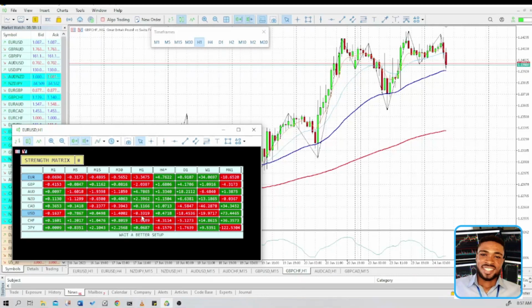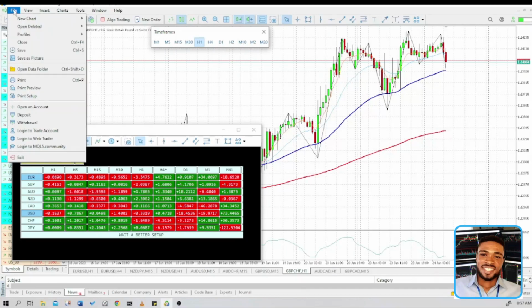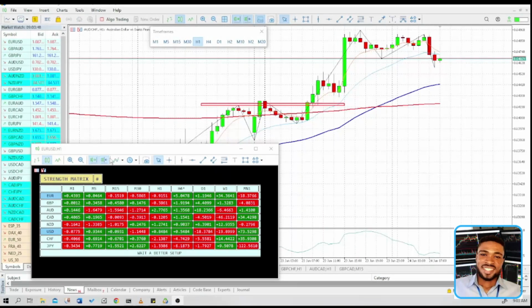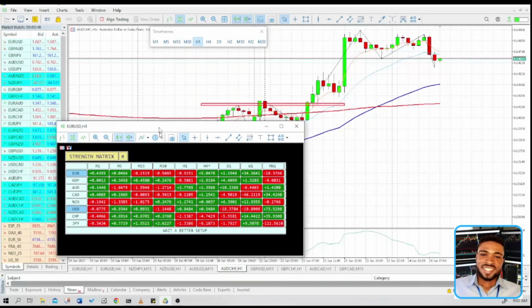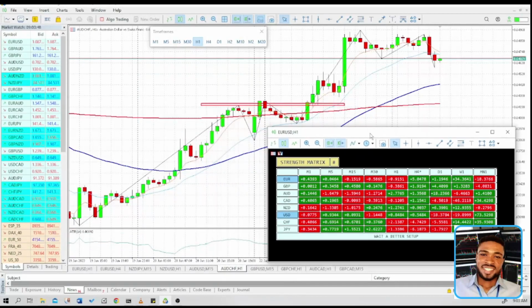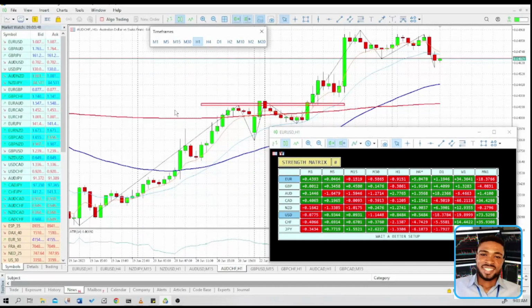So now we are merging AUD with what? Switch. On my chart, I think I have AUD switch here. So I can go to file, open a new chart, and here on the AUD switch chart, you can see, let me move the currency strength meter here. Here we are now, AUD switch.